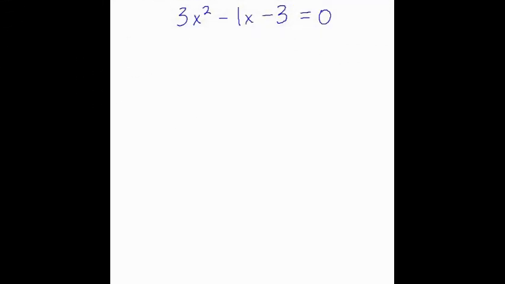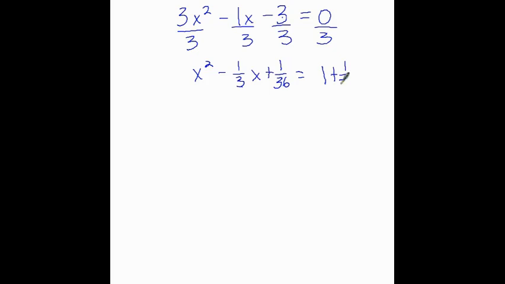Okay, so let's go ahead and do another completing the square problem. I'm going to start by dividing by the lead coefficient. Okay, so what I also did was I took the 3 divided by 3, which is 1, and then added it to the other side. Now, half of 1/3 will be 1/6, and then square it, that'll be 1/36, okay? So plus 1/36 to both sides.